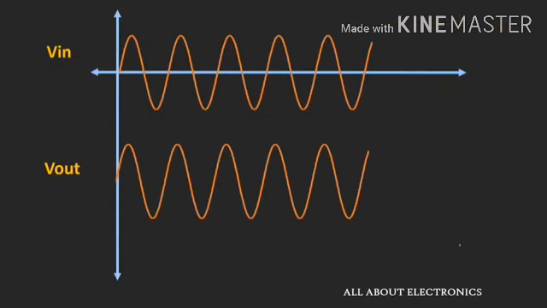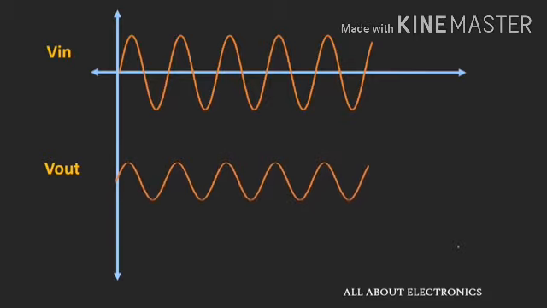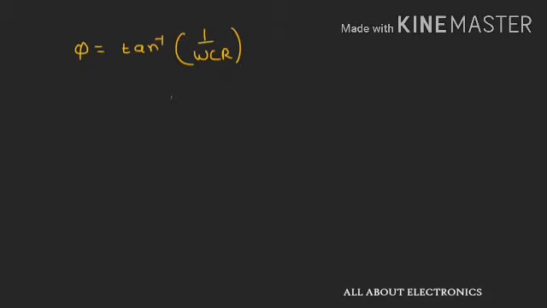Now this high pass filter not only attenuates the low frequency components, but it will also change their phase. The phase of the output signal for the high pass filter can be given by the equation tan inverse 1 divided by omega into CR. If you are wondering how we have arrived at this equation, let's derive it.